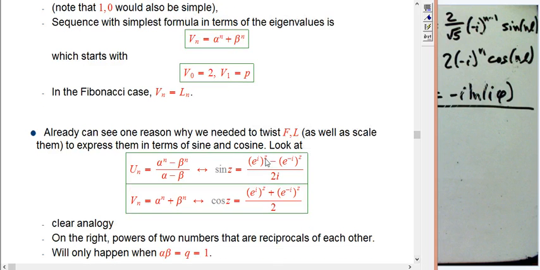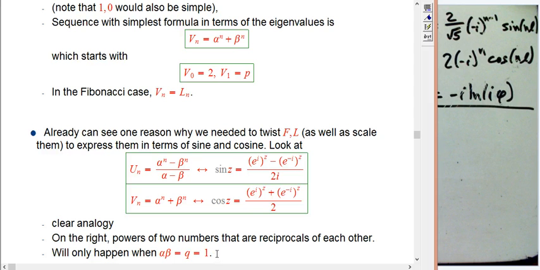But here's what's special about the right-hand side. e to the i z is how I wrote it, and e to the minus i z. These two numbers are reciprocals of each other. This is e to the i, this is 1 over e to the i, similarly here. Okay, so that's not generally true over here. Alpha times beta is not generally equal to 1. Alpha times beta is equal to q in general. So this is only going to work if we've got a situation where q equals 1.